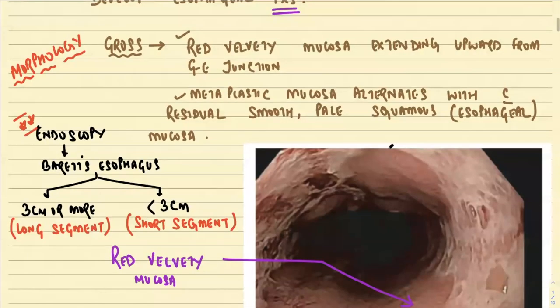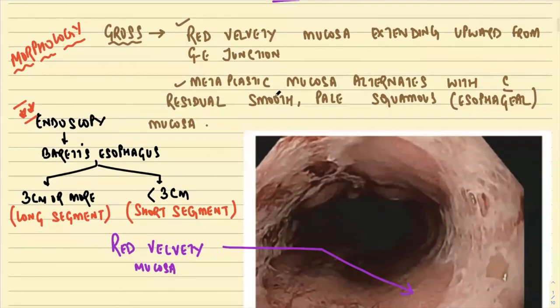So coming to the morphology. Grossly, if we examine endoscopically the esophagus involved by Barrett's metaplasia, it is basically red in color: red velvety mucosa extending upward from the gastroesophageal junction. So from the lower end of the esophagus, if you go up, you will find red velvety mucosa. If you can appreciate in this image, these reddish, red velvety areas are areas of Barrett's metaplasia.